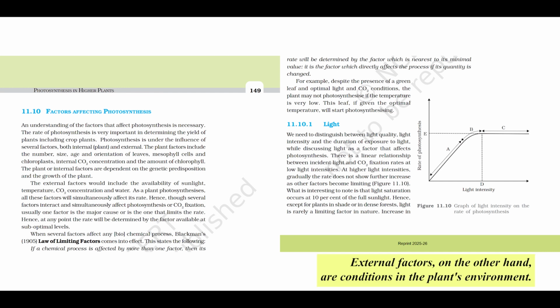External factors, on the other hand, are conditions in the plant's environment. These include the availability of sunlight, its intensity, quality, wavelength, and duration, the ambient temperature, the CO2 concentration in the atmosphere, and the availability of water. It's important to remember that as a plant photosynthesizes, all these factors are simultaneously at play.